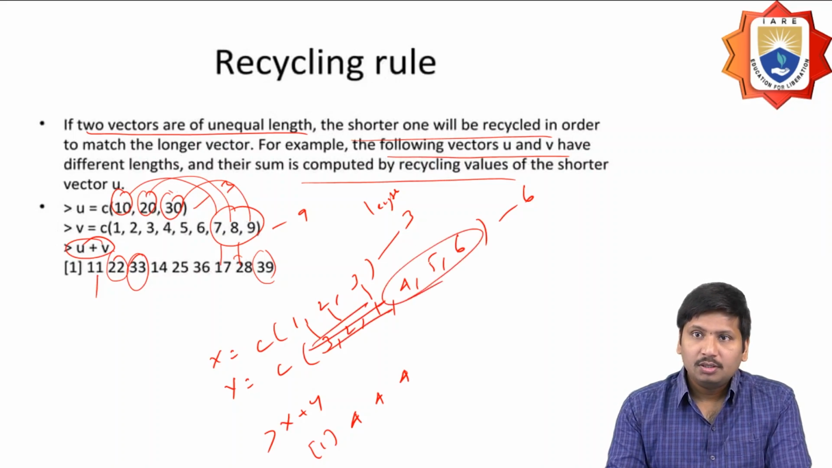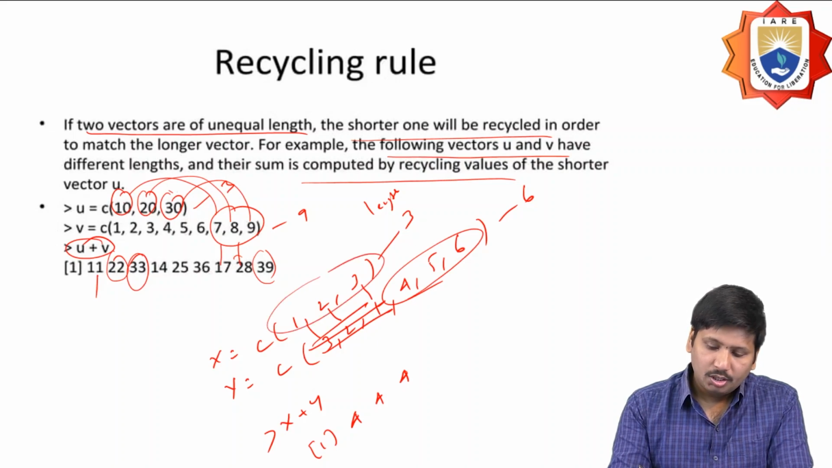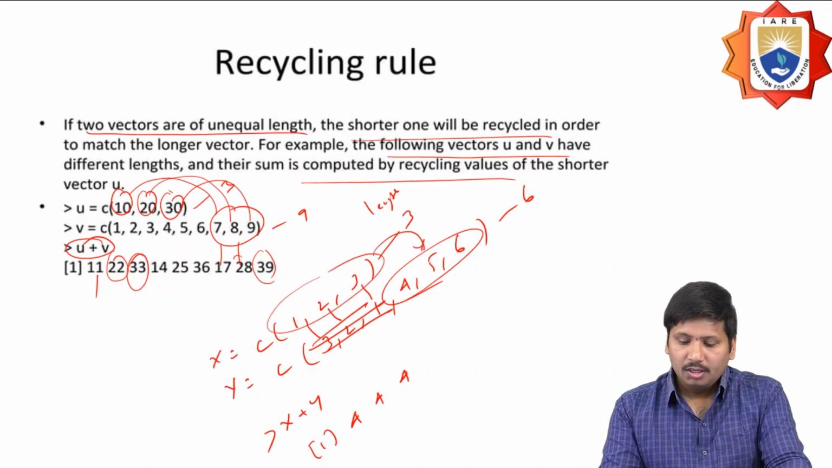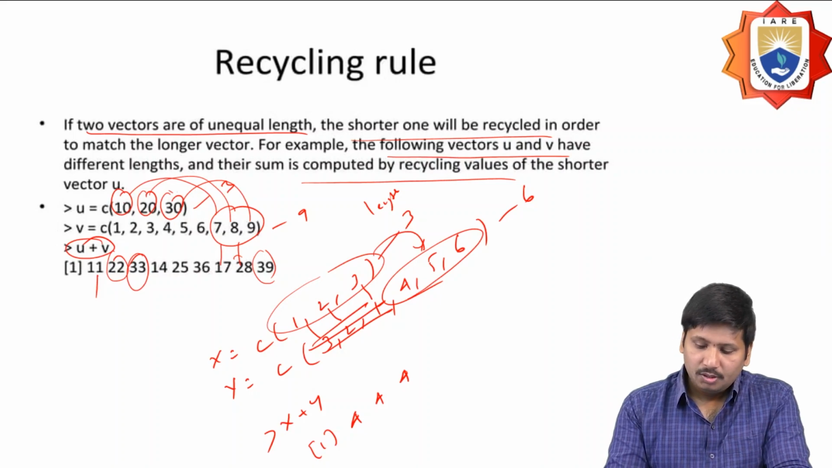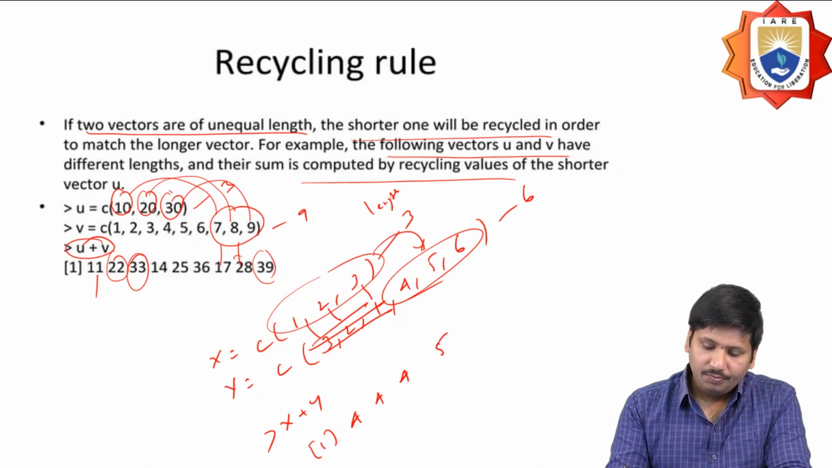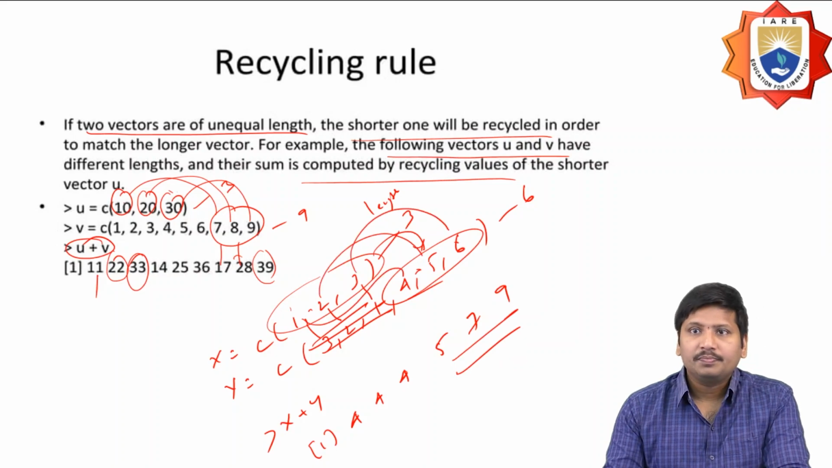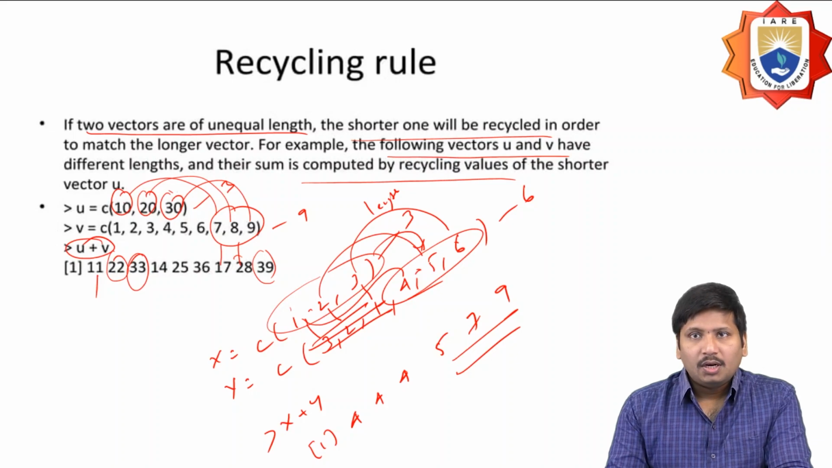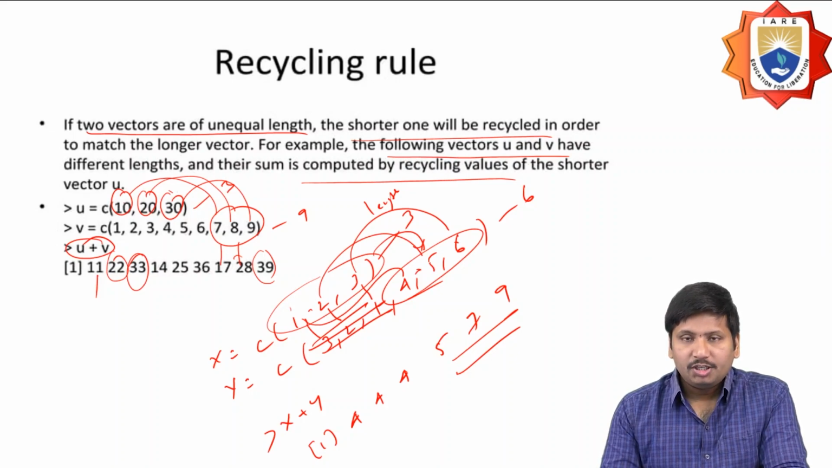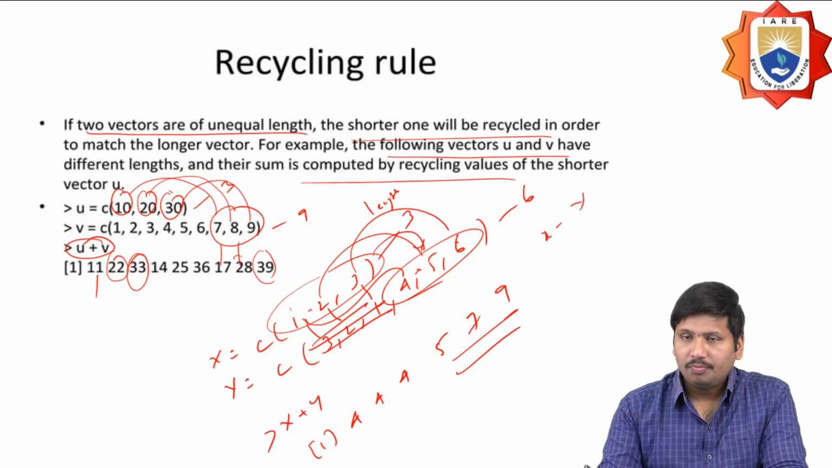For the rest, again I have to apply the shorter vector to the longer vector. So 4 plus 1 is 5, 5 plus 2 is 7, 6 plus 3 is 9. That means I'm adding 1, 2, 3. Like this, I can perform the addition of the vectors according to the recycling rule. Similarly, I can perform x minus y, x into y, and then x divided by y.